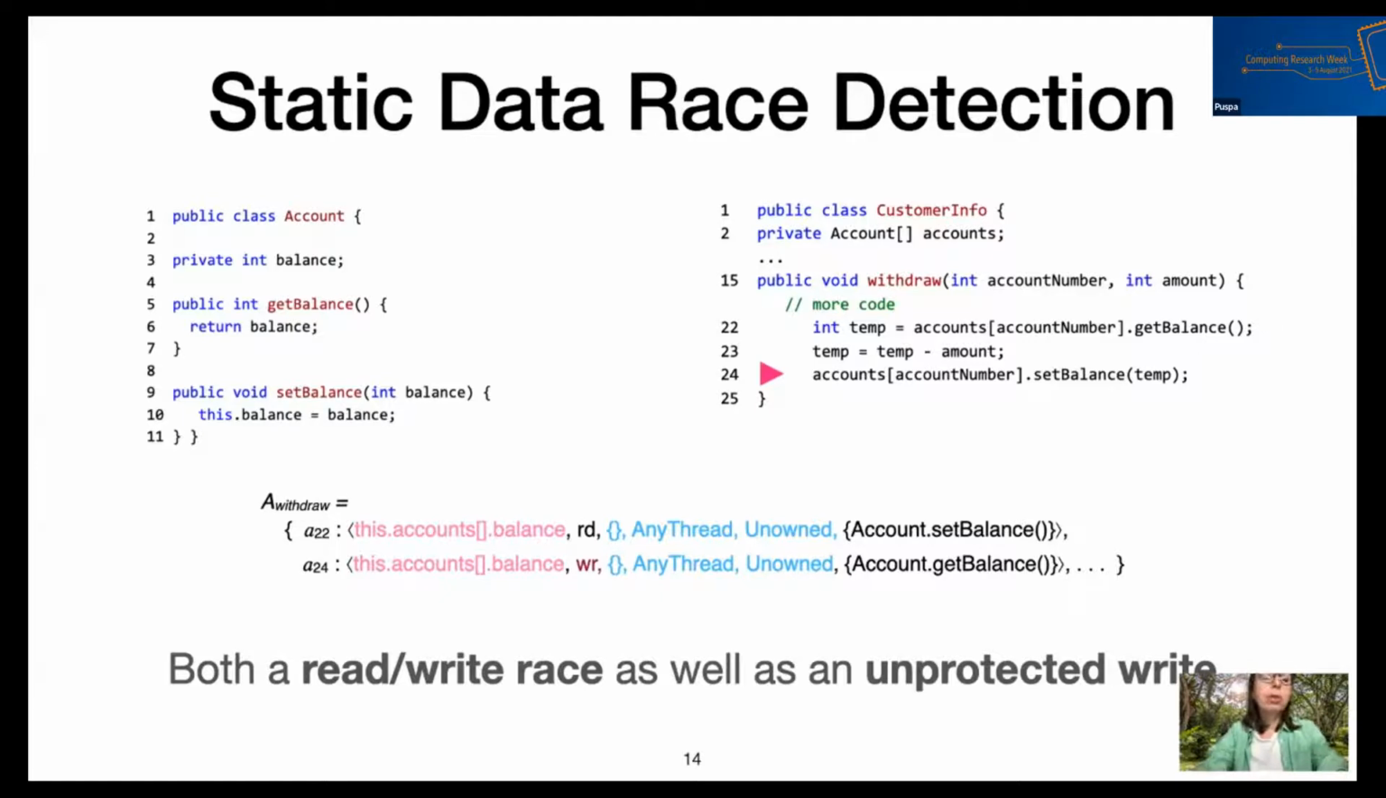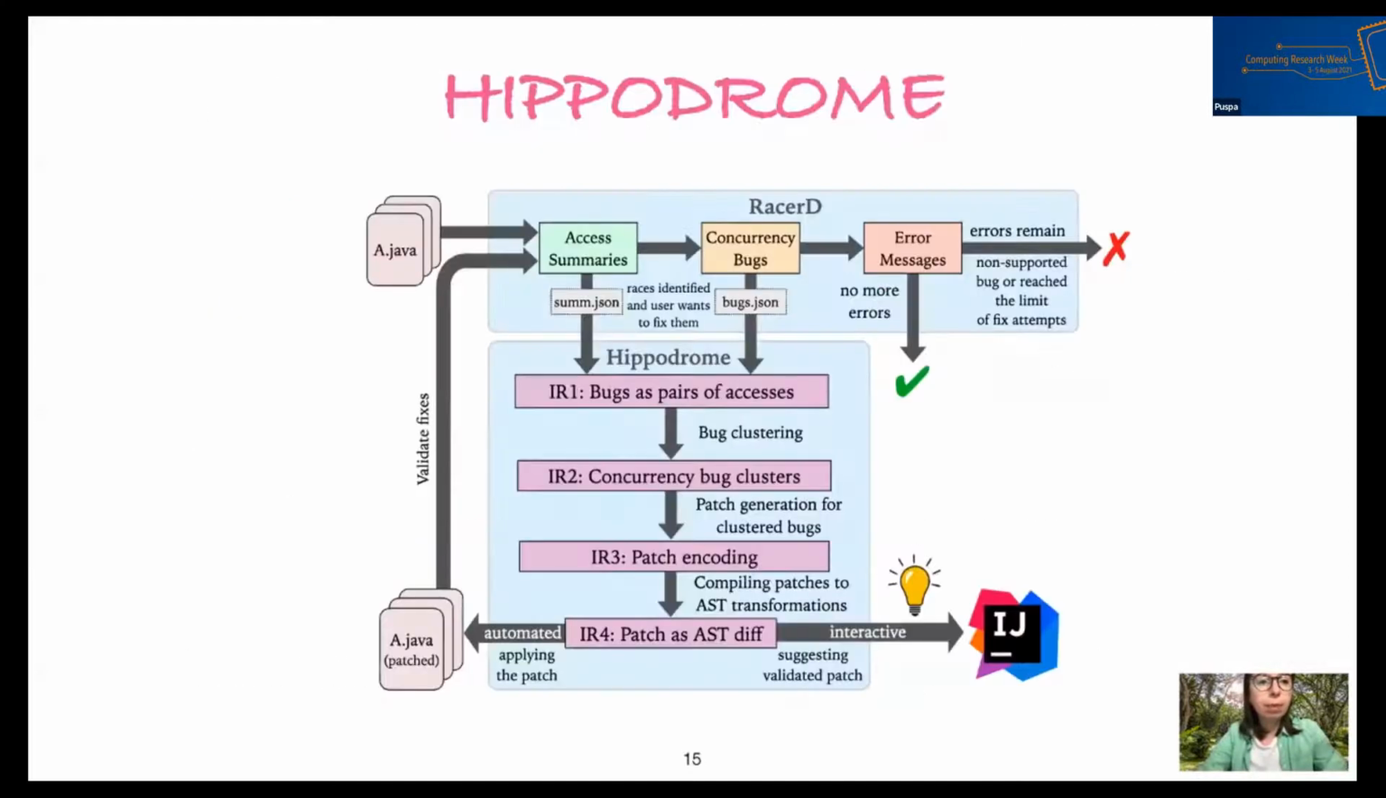Although such a summary contains valuable information with respect to the existing data race bugs, it is still not clear how to fix it. What lock should we use? Where should we place these locks? And then which statements should be protected? Are the statements in customer info that need protection or those in account? These sorts of questions are addressed in our framework.